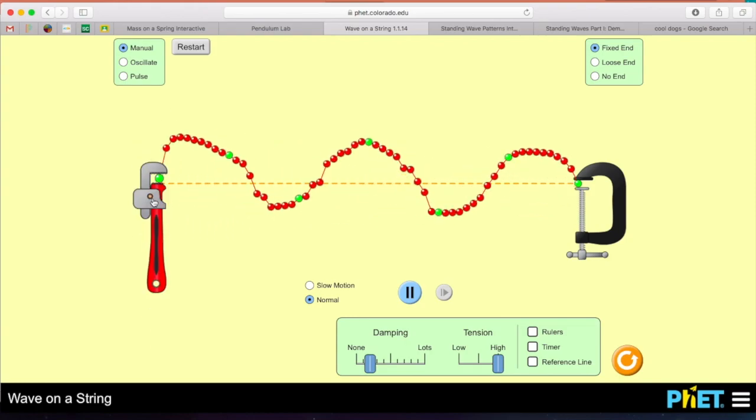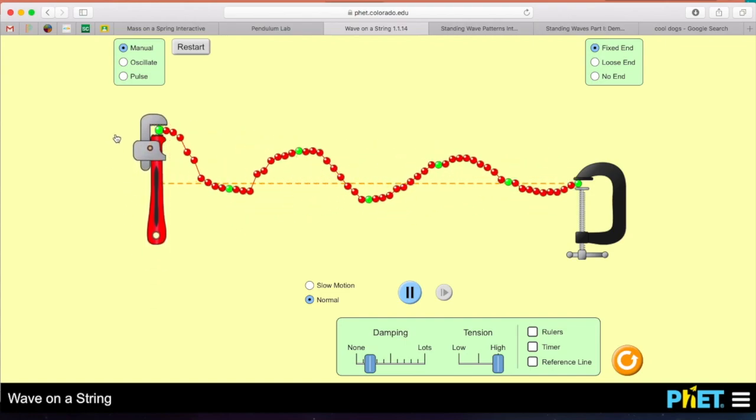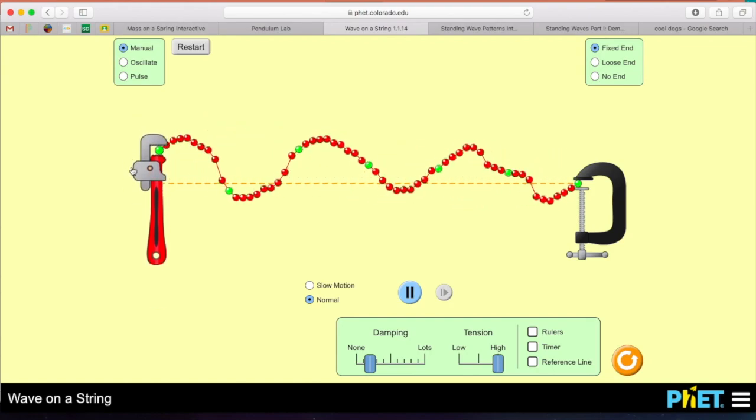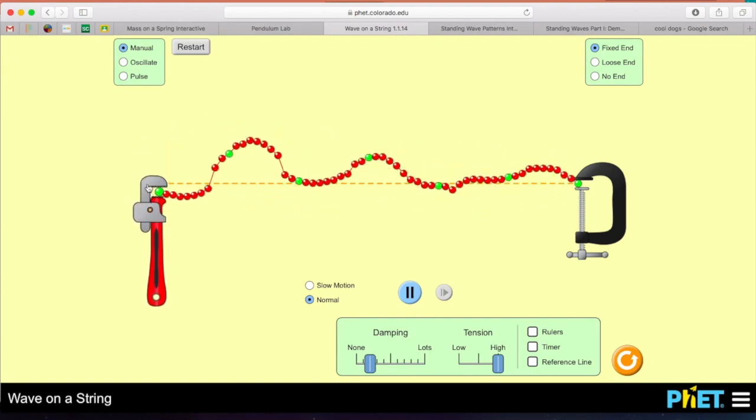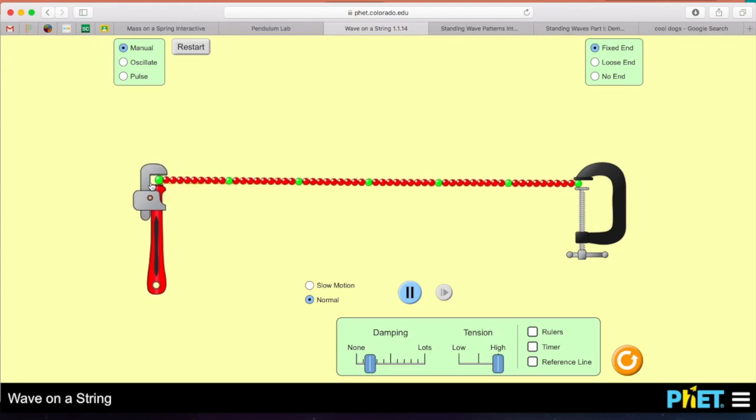And there I have some oscillations, right? So I have deviated the particles away from their equilibrium position. The dotted line would represent the equilibrium position. I have deviated the particles away from the equilibrium position. And after a time, the energy will dissipate into the surroundings, and the string is at equilibrium position once again.